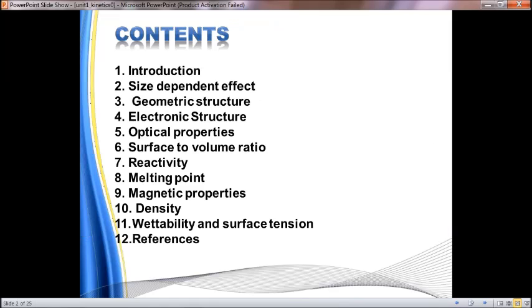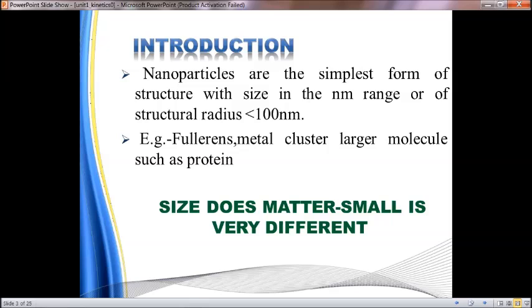the size dependent effect, geometric structure, electronic structure, and then we have to move to optical properties, surface to volume ratio, reactivity, melting point, magnetic properties, density, and wettability and surface tension to know the kinetics of nanoparticles. Then we will see the references. So first we have to see the introduction to nanoparticles.